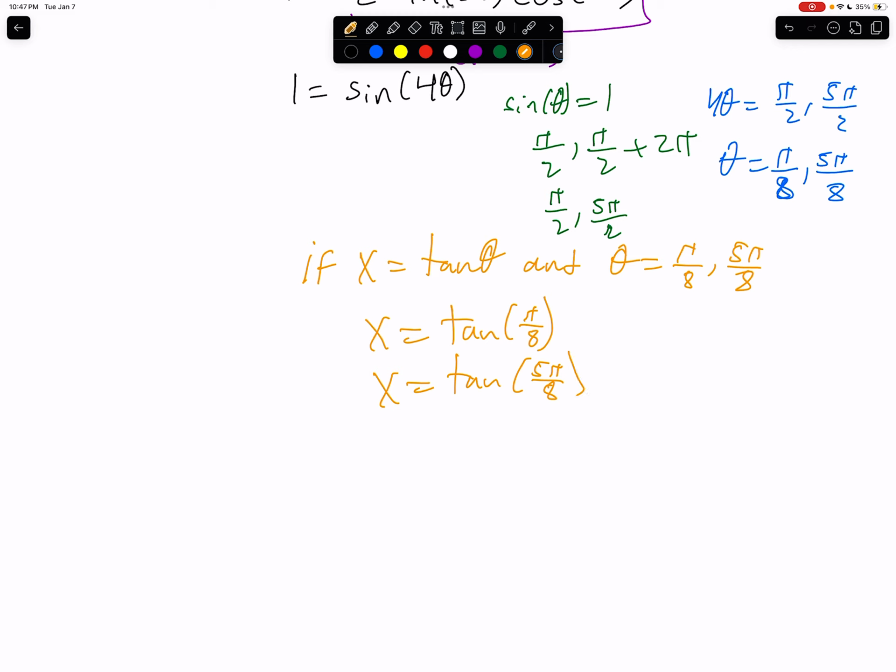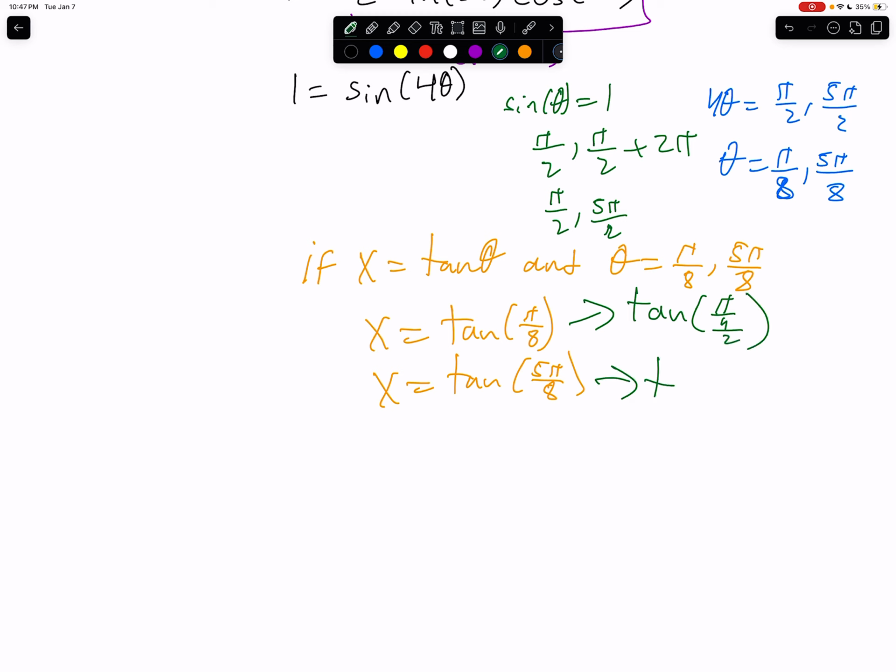Now, how do we compute tangent of pi over 8 and tangent of 5 pi over 8? You can use various identities to do this. I'm not necessarily going to go over the method of how I did it in this video specifically. But for example, for tangent of pi over 8, you can use the half angle identity. I'm going to eventually get to that, in understanding, not memorizing. This should be tangent of pi over 4 over 2. You could use that to help you.